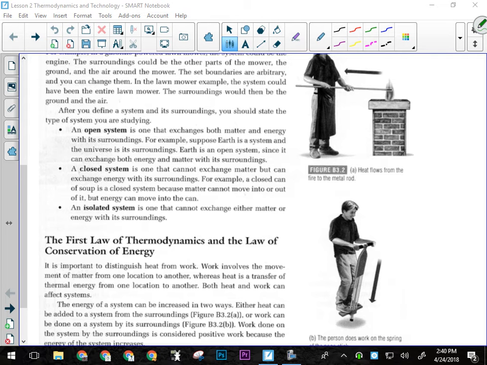Yes, it wouldn't ever lose any energy. So like a perpetual motion machine would essentially be an isolated system. And we can't build those because everything slowly bleeds energy away. All right, so a couple of definitions here.